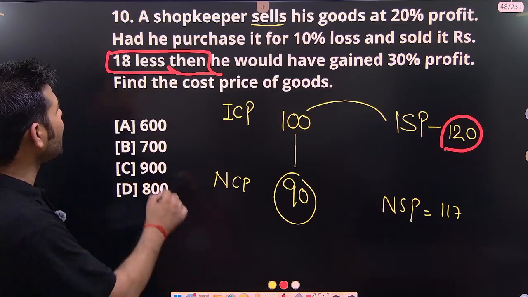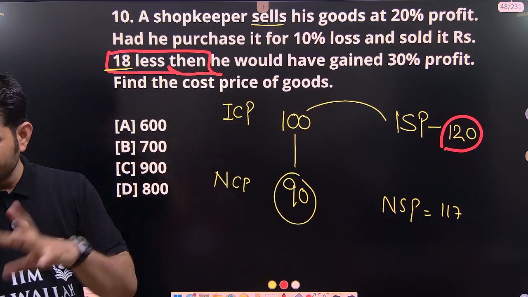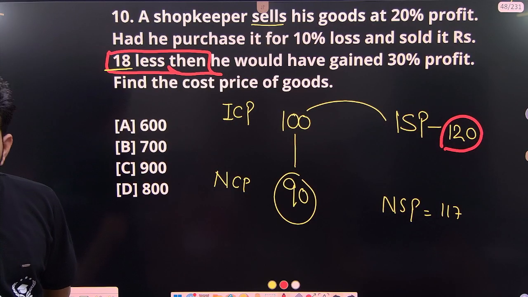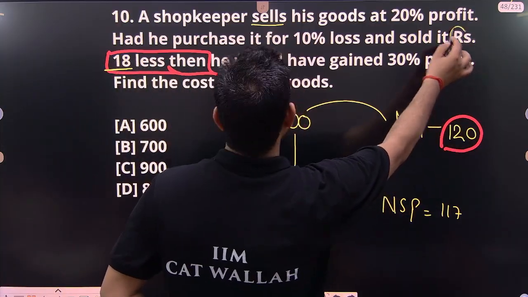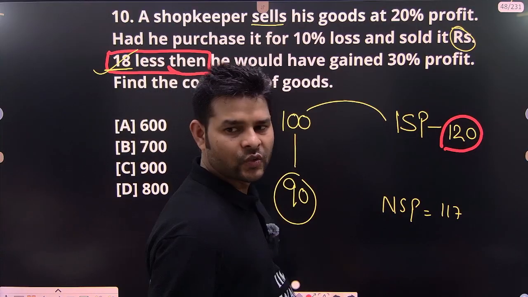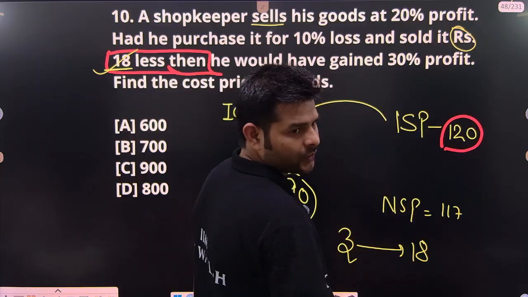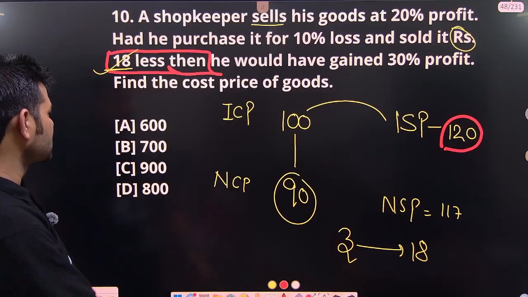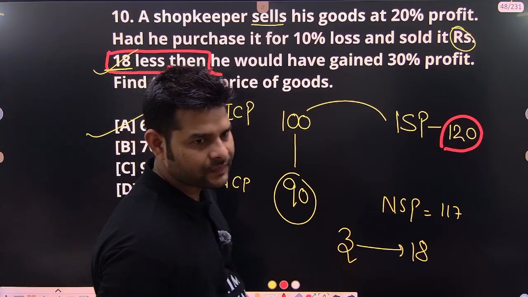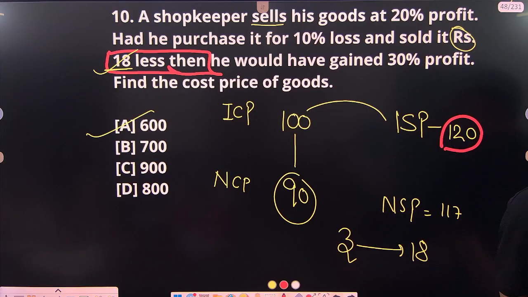And over here, how much? 18 less. So 3 units represent 18 rupees. So 3 units would be rupees 18 and 1 unit would be rupees 6. And we have been asked the cost price. So the cost price would be 6 into 100. Any doubt, any question, if you want, you can immediately ask.